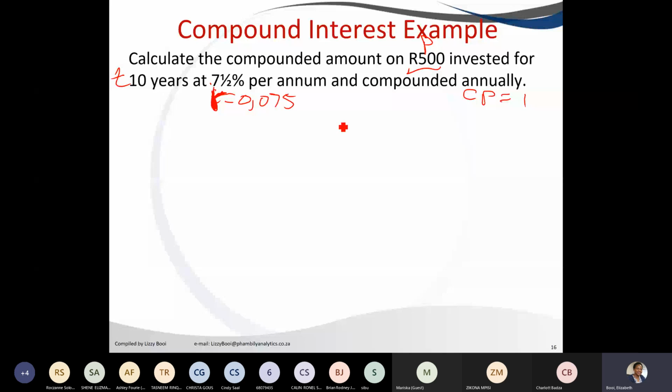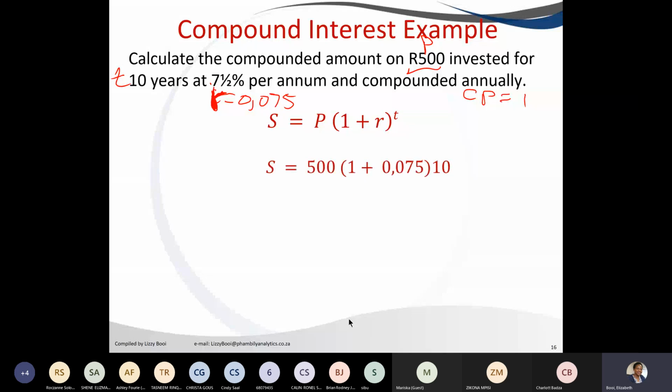The formula, we know, is S equals P times (1 plus R) to the power T, where P is our present value, which is 500, R is our interest, which is 0.075, and T is our period of 10 years. But because it is compounded yearly, which is equal to 1, we are going to divide 0.075 by 1, which will still be 0.075. And we're going to multiply 10 by 1, which will remain as 10.